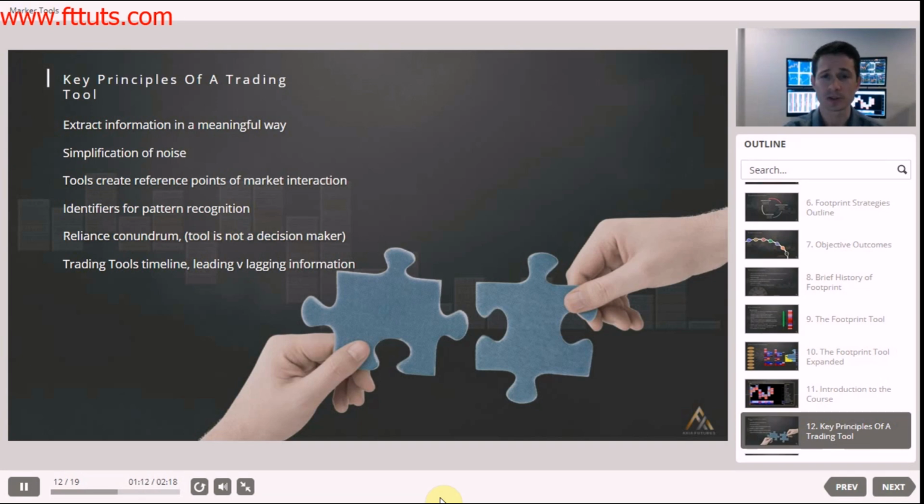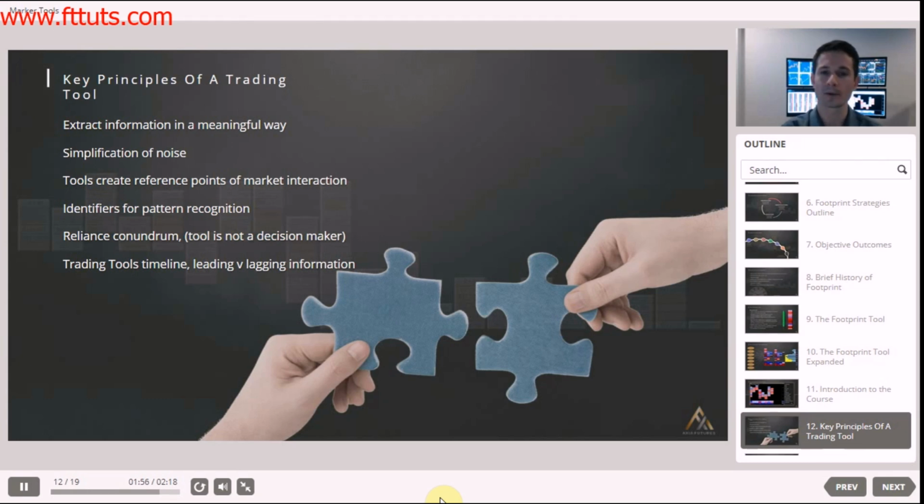The next thing that a trading tool is very effective for is creating various reference points or interaction points within the market. The tool shows us simply where a market might have stopped, where a market might have turned around, where there was aggressive buying, where there was aggressive selling. These interaction points we can lean on for future reference. A trading tool also allows us to develop certain patterns. Now note, make sure that you don't become too reliant on the trading tools for decision making. The tool is simply there to summarize the information, and you then need to develop strategies which you can utilize the information to execute upon.